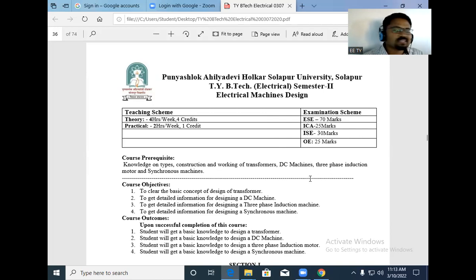Okay, then next, ISE, in semester exam. ICA stands for internal continuous assessment. Okay, that is of 25 marks. ISE, in semester exam, 30 marks. Okay, and after that, oral examination. University oral examination is of 25 marks. Written, everybody? Okay.